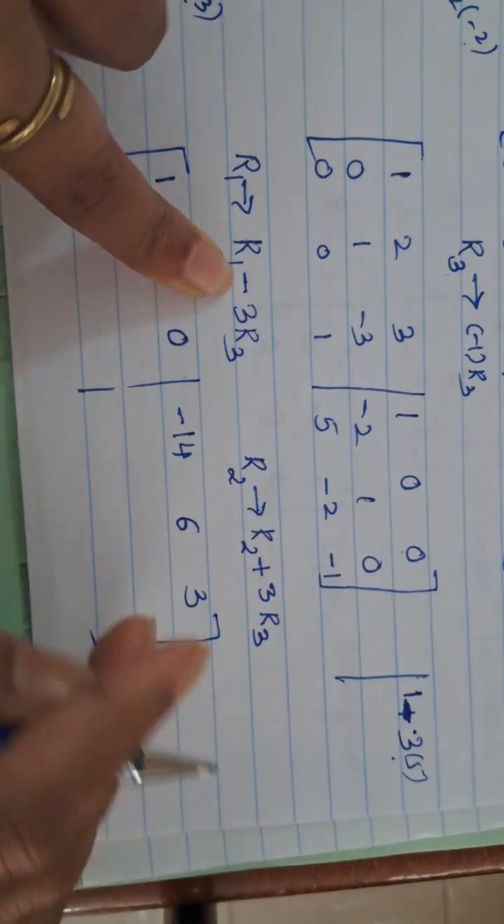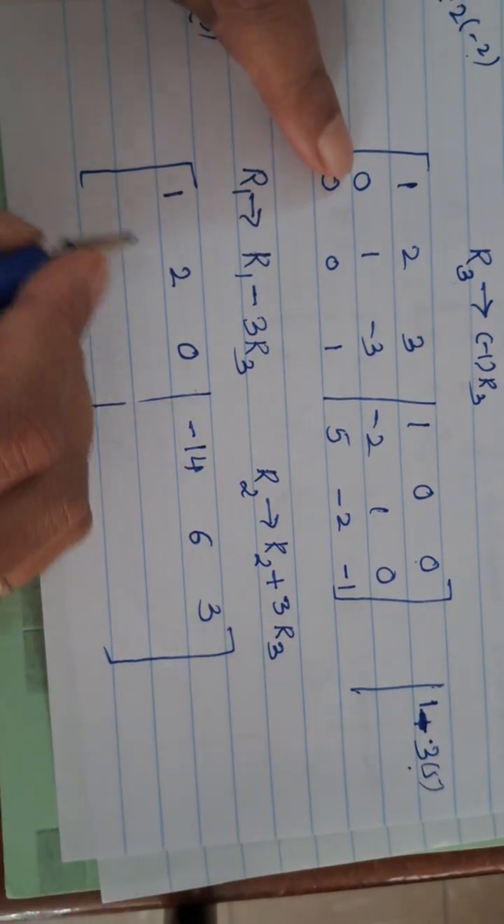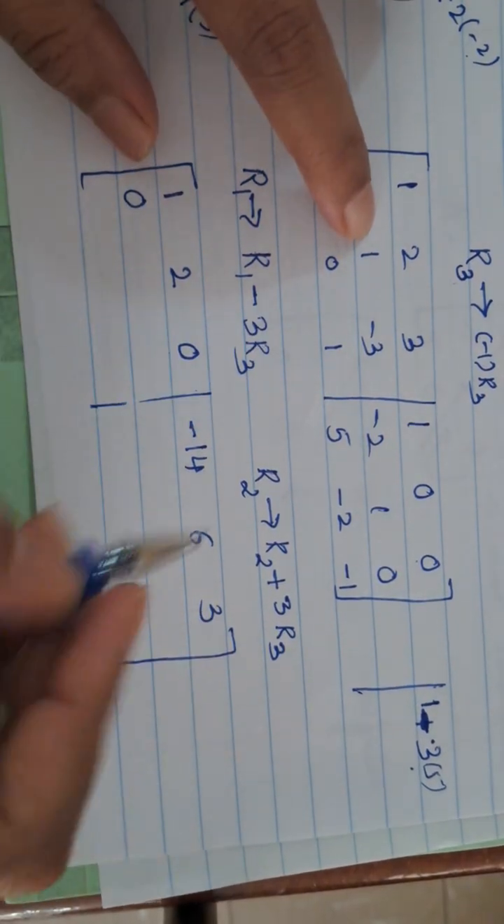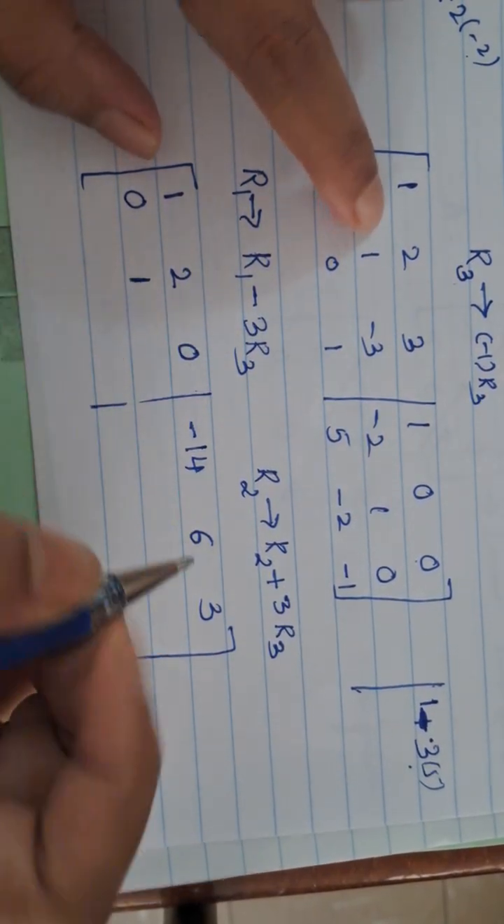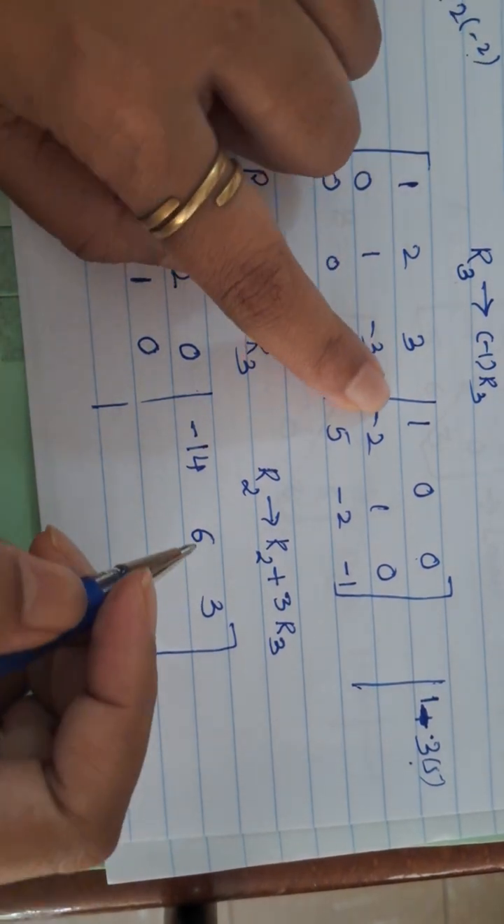And then do the calculations for R2 also. So you have got 0 here, that is 0. And then this is 1 with 0, which is 1 only. Minus 3 plus 3, which is again 0. So similarly, we can do this calculation.